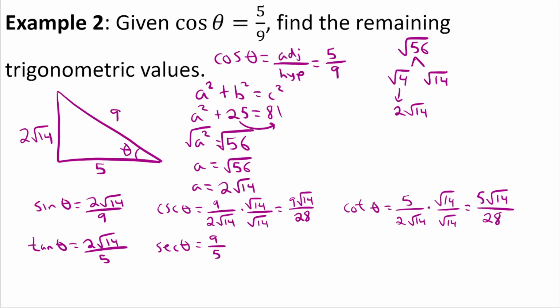Okay, and then if you look at the fractions for the cosecant and the cotangent, you'll notice that none of them can be simplified, so just leave it like that. That is your simplified radical form.